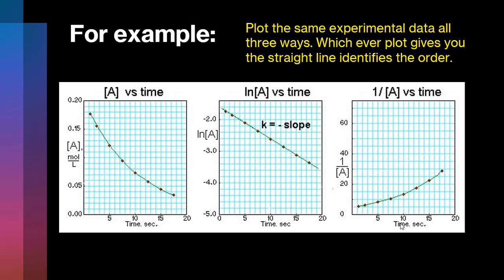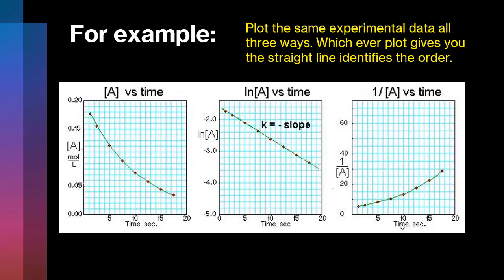On the left, we're plotting [A] versus time, and you can see it's clearly curved. On the right, the 1 over [A] versus time is also curved. But if you look at the middle, when we plot the natural log of [A] versus time, boom, we get a straight line. Therefore, this reaction is first order.